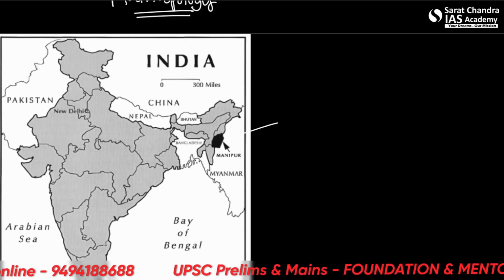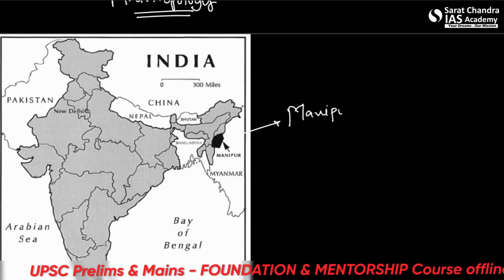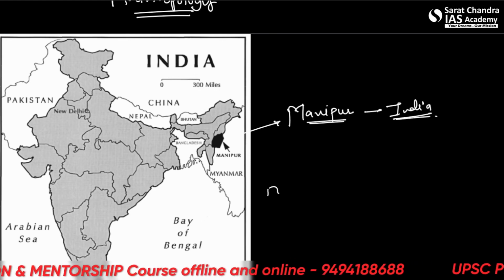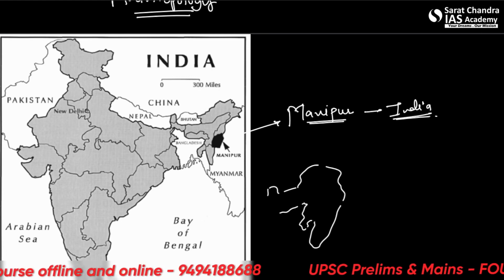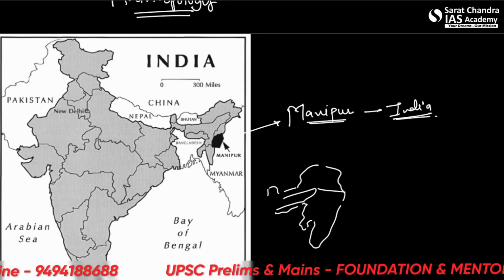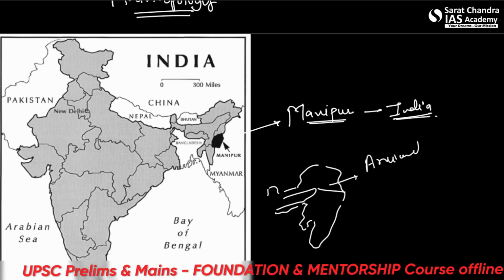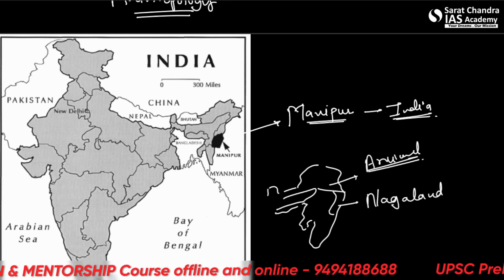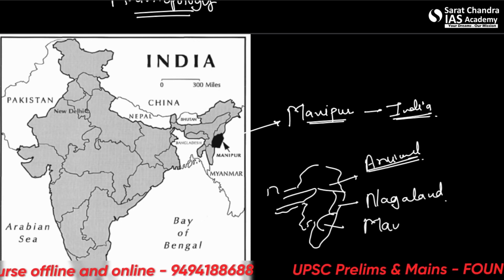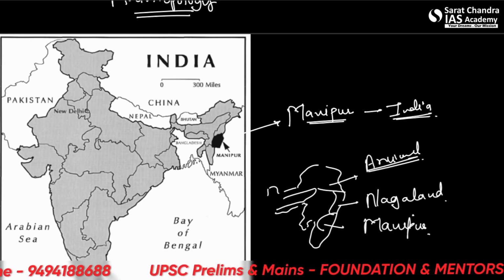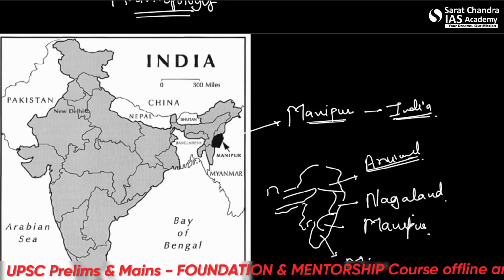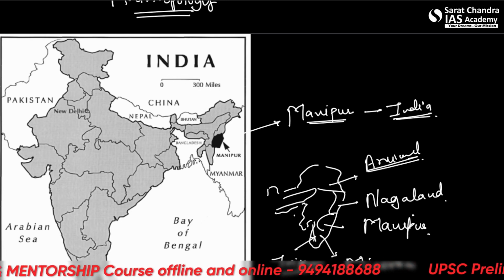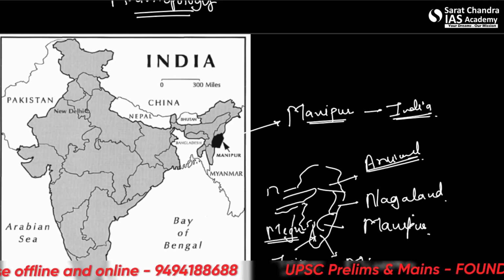So this is the relative location of Manipur in India. This is what we are talking about, the northeastern portion. By and large, this is Arunachal Pradesh. This here is Nagaland, then followed by Manipur, then Mizoram, Tripura, and Meghalaya. And in the middle there lies Assam.